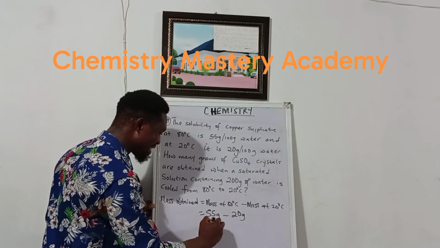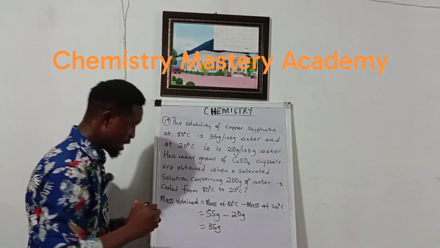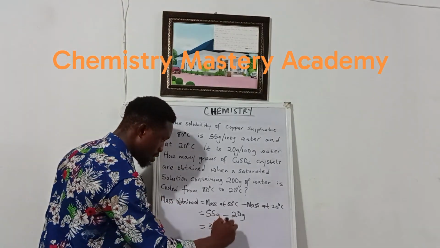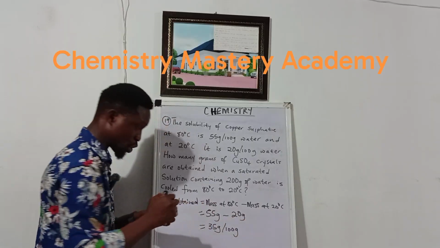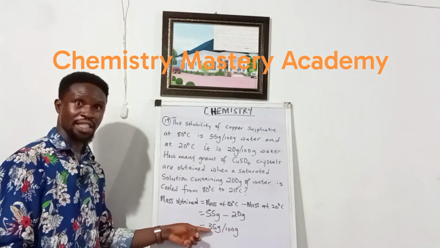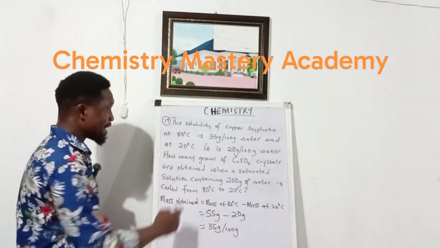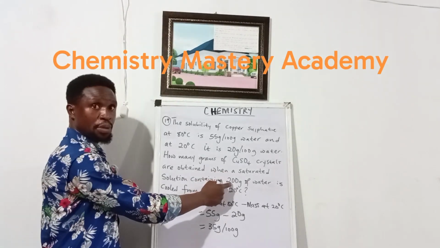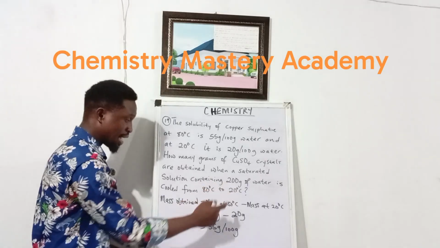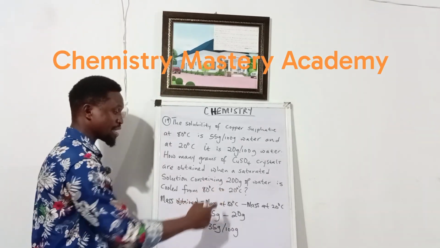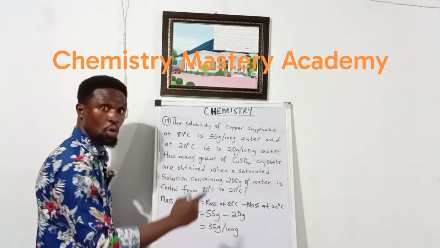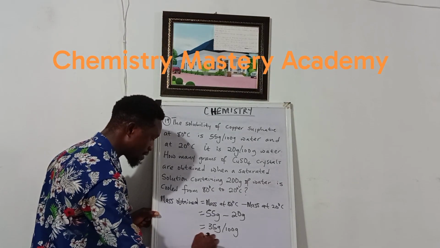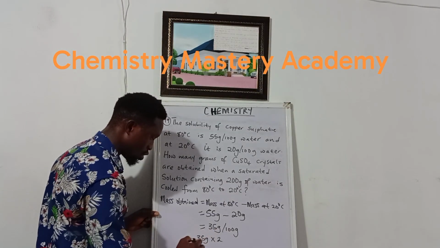Now, this will give us 35 grams. Now, this is the mass at 100 grams. This is the one that we separate out at 100 grams. Isn't it so? Now, they said, what will be the mass that we separate out at 200 grams? Now, 200 grams is times 2 of 100 grams. Isn't it so? What do we need to do then? We will say 35 grams times 2.